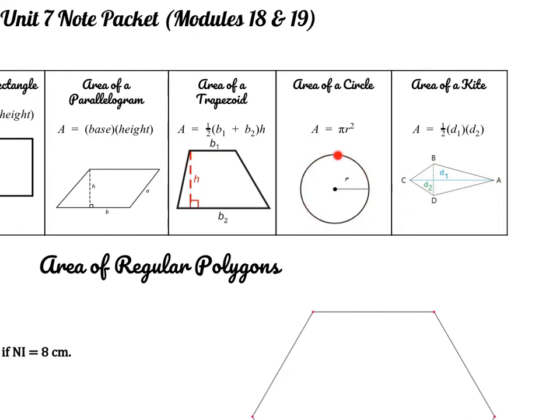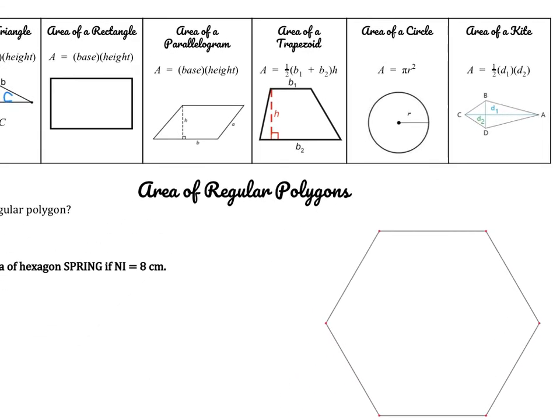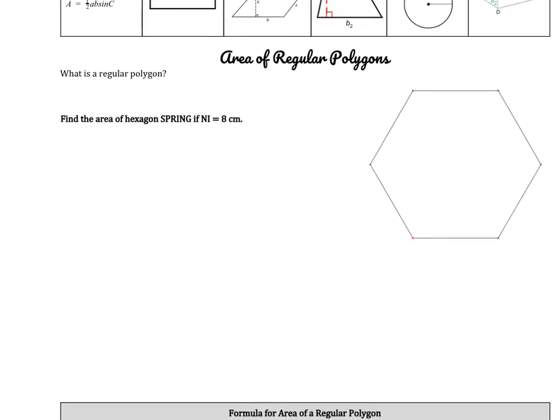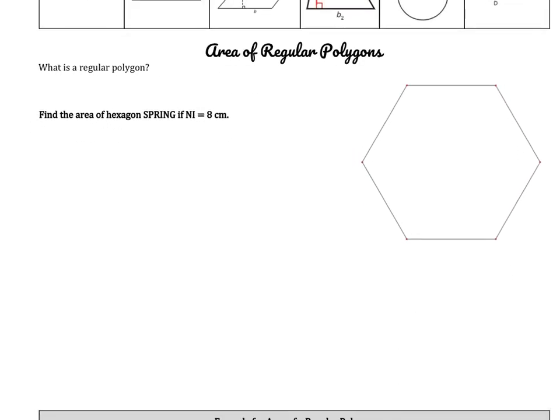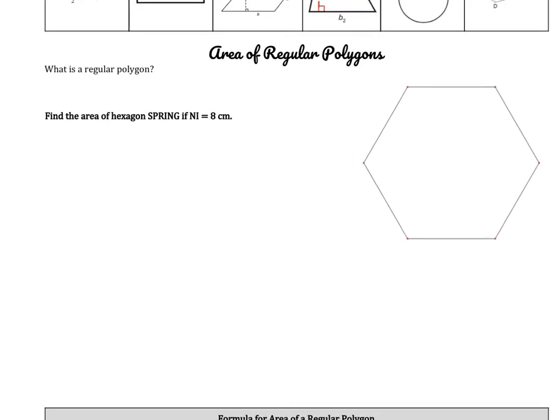The area of a circle we found using pi r squared. Remember, pi is just an irrational number. Sometimes we use 3.14, or you can use the pi button on your calculator. And last, we found the area of a kite is 1/2 d1 times d2, where d1 and d2 are the diagonals. So in today's lesson, we're going to learn how to find the area of any regular polygon.